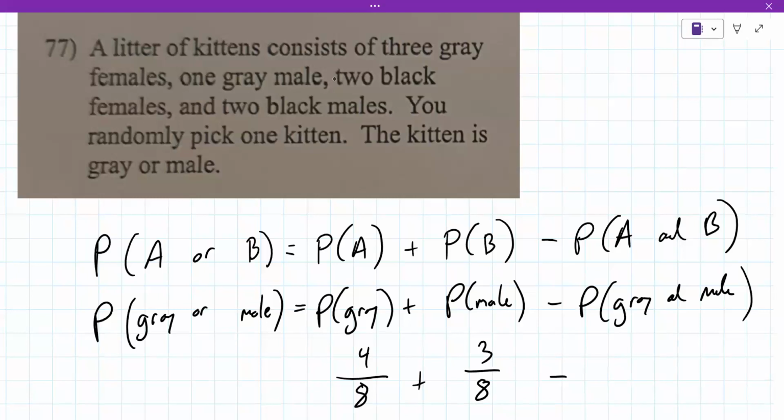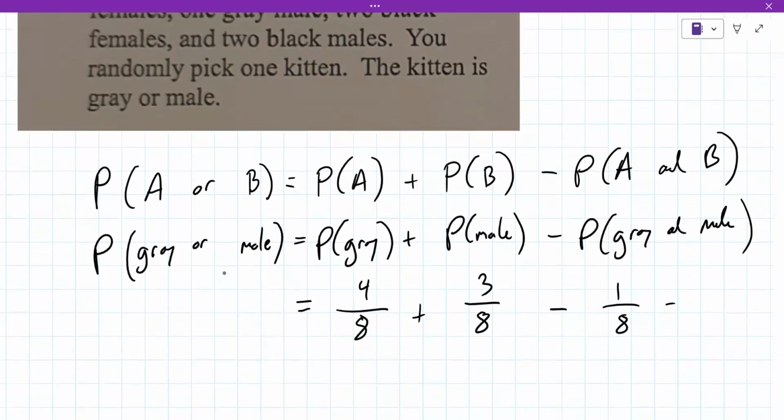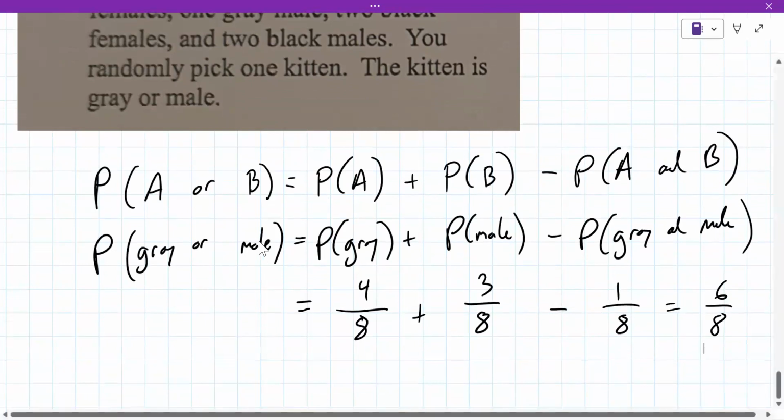And then how many are both? How many gray males are there? Yes, that's what gray and male means, they're both. Oh yeah, so 1. All right, so then you just calculate this. The fact that all the denominators are the same, you're just adding and then subtracting here. So then it'd be 6 out of 8, or should we reduce? Yeah, you can reduce.